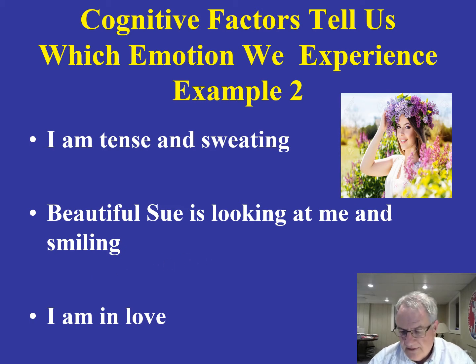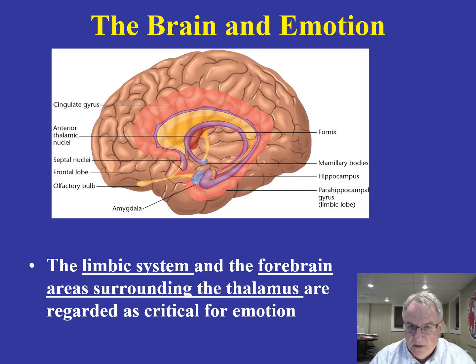So again, this is the Schachter-Singer theory, which I think is the most popular view right now of how we go about experiencing emotion. So, we noted earlier that scientists in this area have been interested in exploring what parts of the brain are involved in emotion.